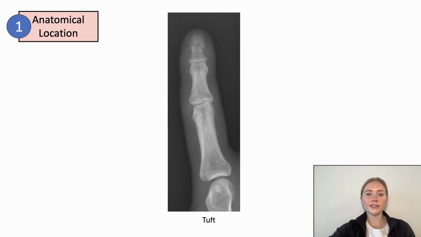In addition, the distal end of the distal phalanx is called the tuft, as we just reviewed, and so this would be a tuft fracture when broken.